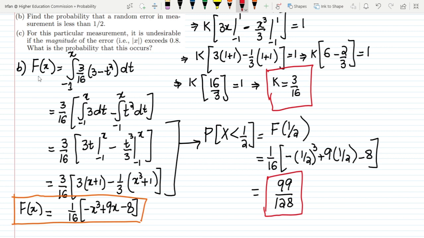So you have seen that I have found f of x, and on the basis of it I have found the answer. Now part C of my question is: for this particular measurement it is undesirable if the magnitude of the error x, the absolute value of x, exceeds 0.8. What is the probability that this occurs, that x exceeds 0.8? So what do we have to do here?